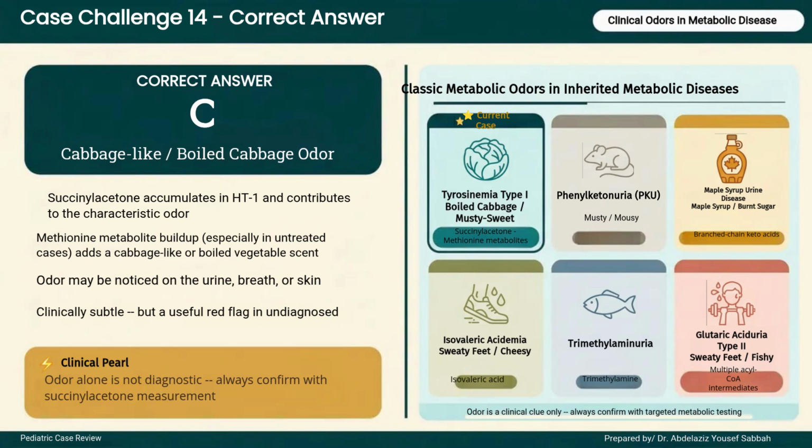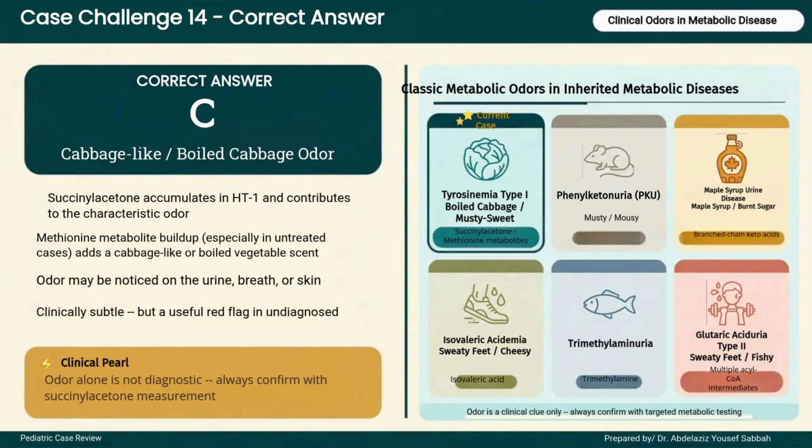The cabbage-like or boiled cabbage odor is characteristic of Tyrosinemia Type 1. Succinylacetone accumulates in the body and contributes to this odor. Methionine metabolite buildup, especially in untreated cases, adds a cabbage-like or boiled vegetable scent. The odor may be noticed on the urine, breath, or skin. It is clinically subtle but a useful red flag in undiagnosed neonates.